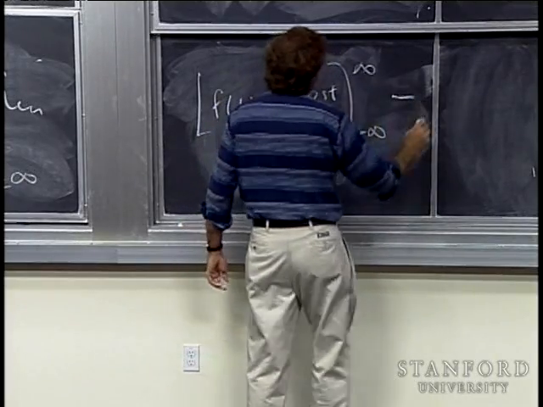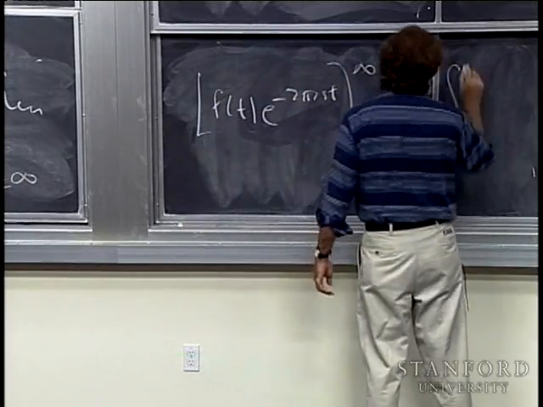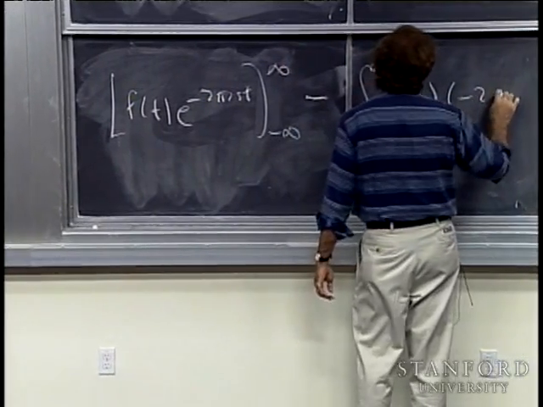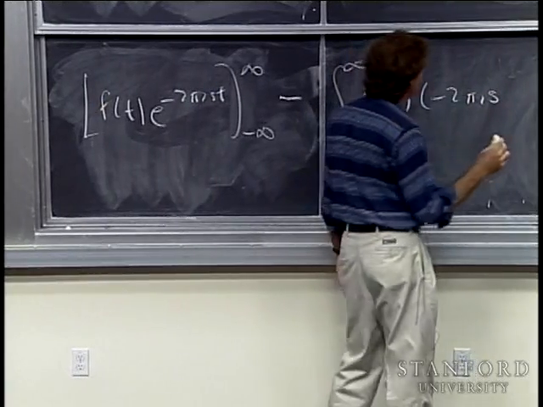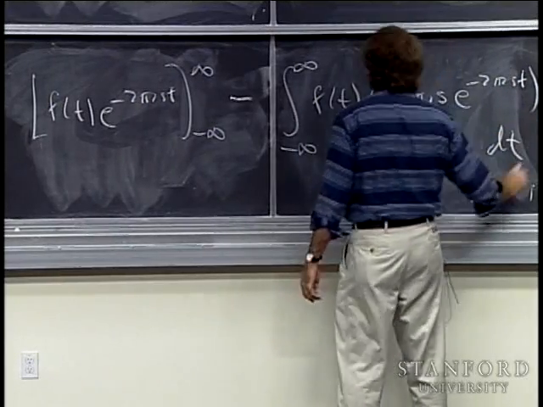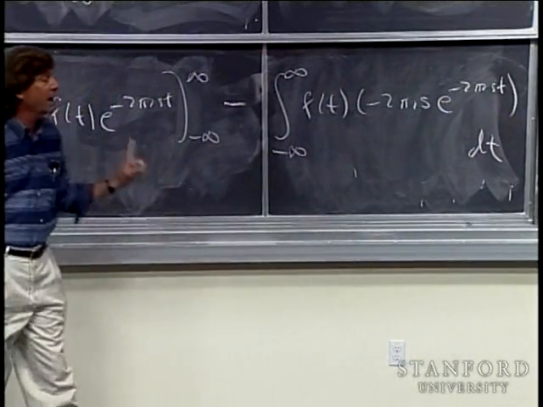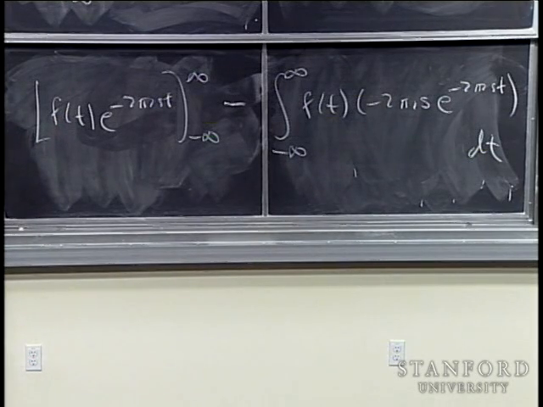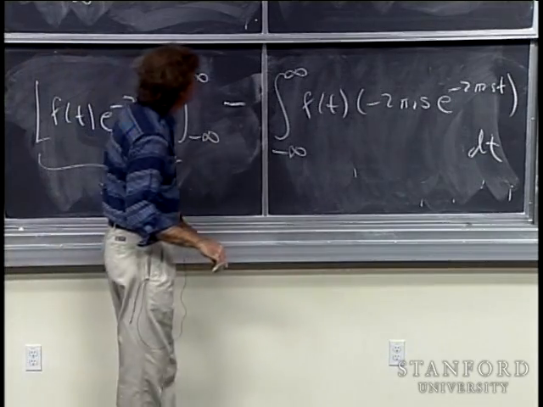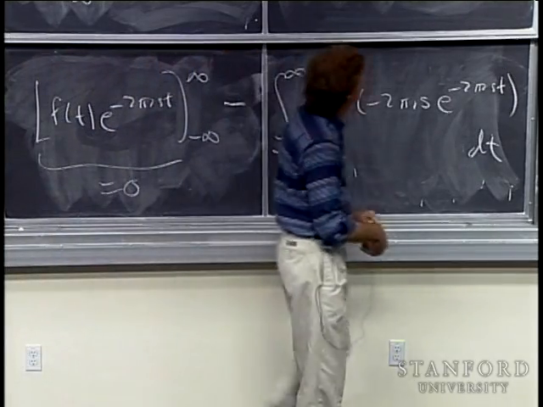Minus the integral of v du, so that's minus the integral from minus infinity to infinity of f of t times minus 2 pi i s, since I'm differentiating with respect to t, times e to the minus 2 pi i s t dt. Now, by our assumption that the function tends to 0 at plus or minus infinity, this term is gone. The boundary terms are gone, and all that remains is the integral.